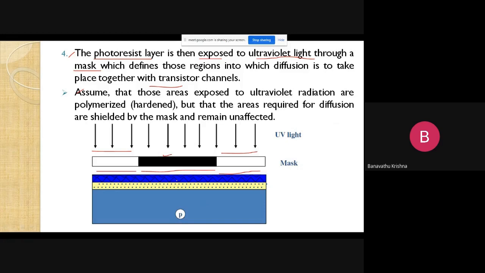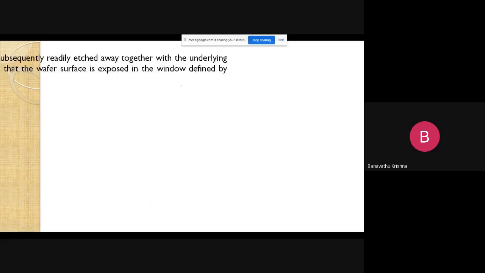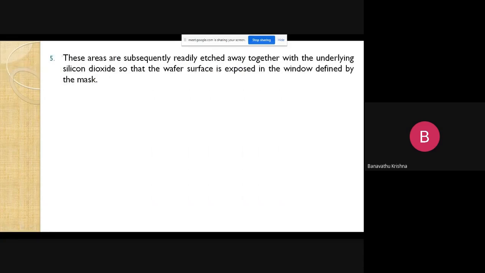So with ultraviolet light, we need to remove this area. Why do we need to remove this area at a particular place? Because we need to form the transistor channel, right? After that, the fifth step: these are subsequently readily etched away together with the underlying silicon dioxide.